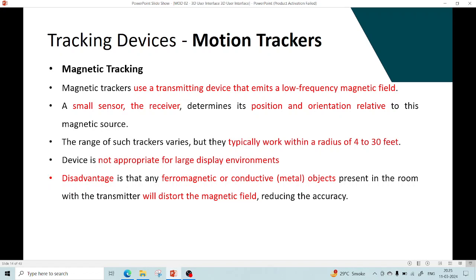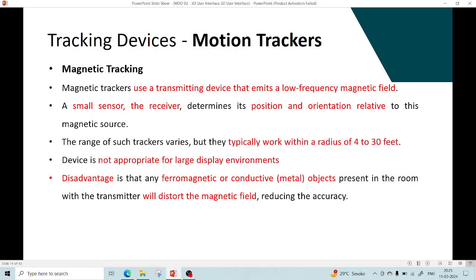Now there are ways to avoid or clear out these distortions. It can be done either by calibration routines or by filtering algorithms, which remove excess or noise signals generated in this system. But these calibration routines or filtering algorithms will increase the startup time and online computational overhead. So definitely it will take more time to get the data from the magnetic tracking system. This is about the magnetic tracking system.